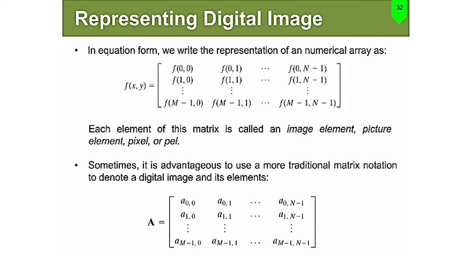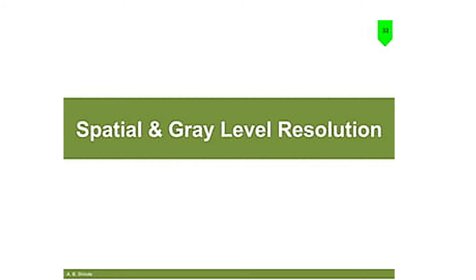Sometimes it is advantageous to use more traditional matrix notation to denote a digital image and its elements. Since it is very tough to represent f of 0 comma 0 with the brackets and all, simply we can easily note it as a of 0 0, a of 0 1, like that. So next we will see the quality of the digital image.